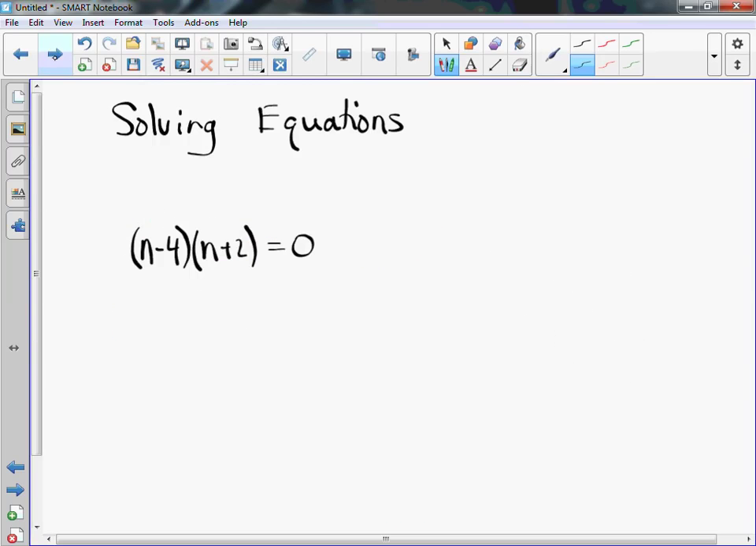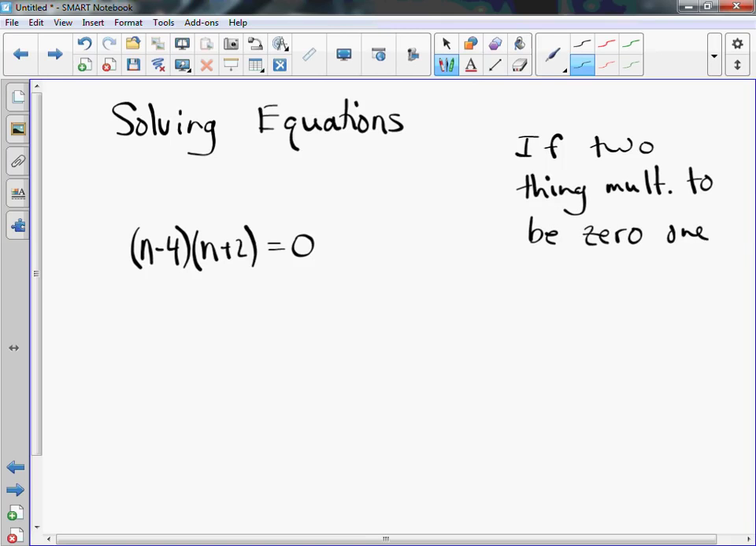Okay, let's look at solving a couple. There's a rule in math that if two things multiply to be 0, one must be 0. So if you multiply two things together and the result is a 0, then one of those two things must have been a 0.